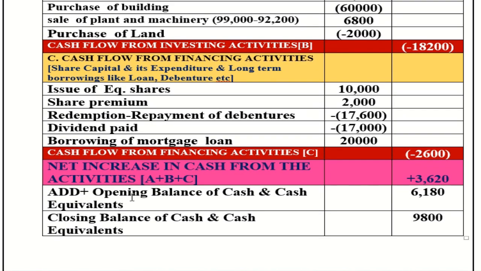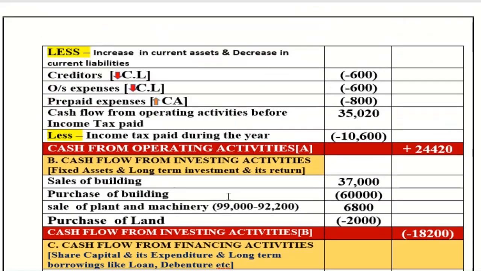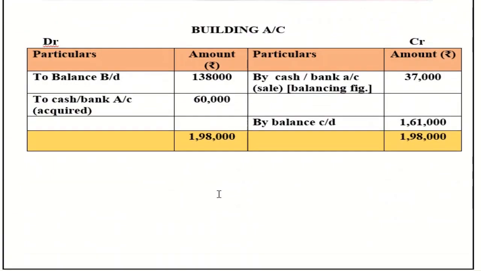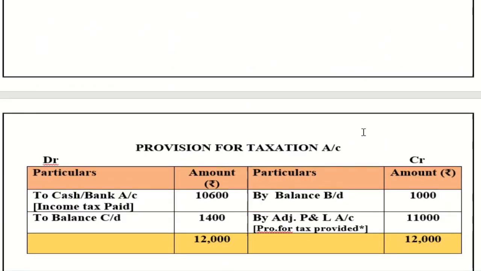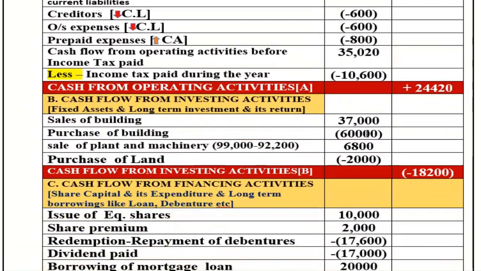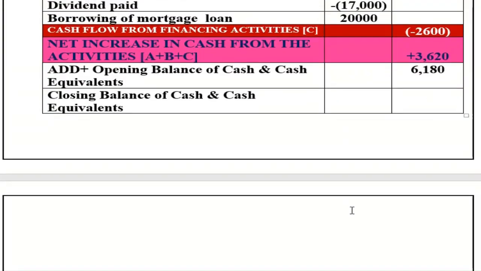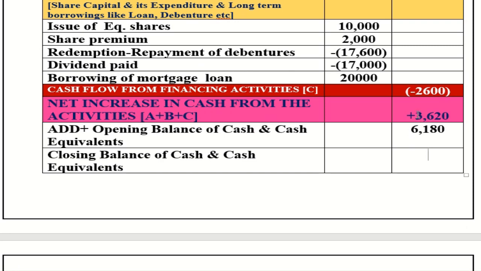Next, add the opening balance of cash and cash equivalents. What is this cash and cash equivalents? Here in this question you have only the cash balance. Add this cash balance of 6,180 rupees. This is the opening balance and this will be the closing balance. If you add this balance to the net increase, this answer should come. So here, opening balance of cash 6,180 plus 3,620, we'll get 9,800. This is the closing balance of cash and cash equivalents.